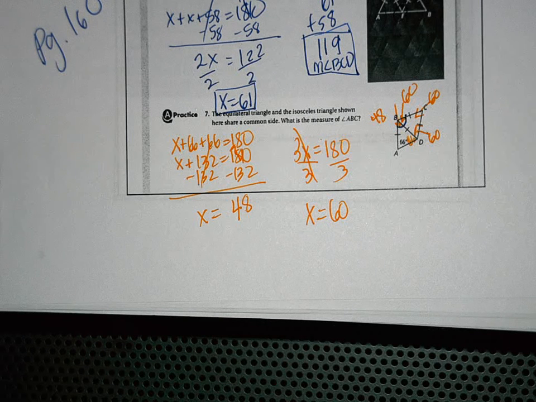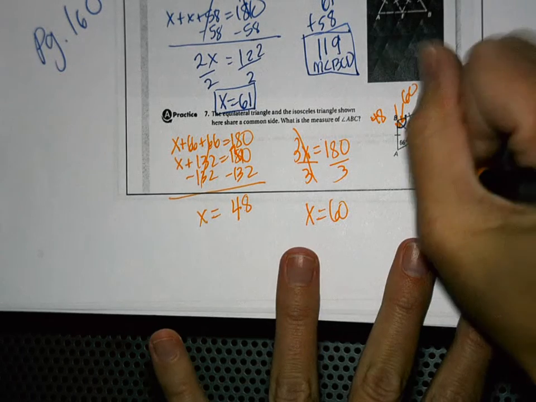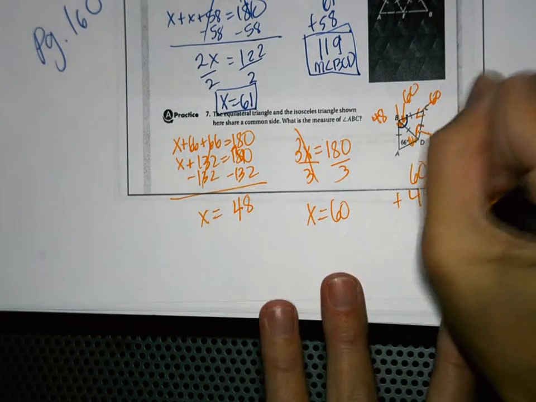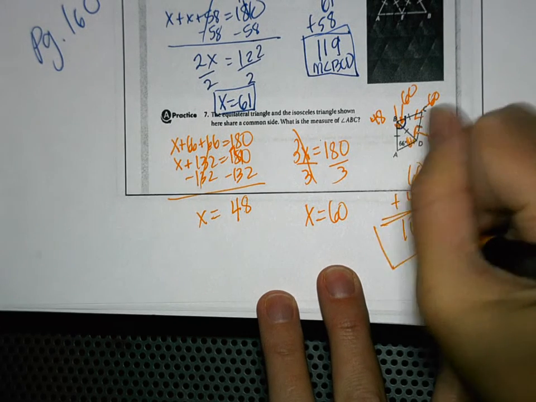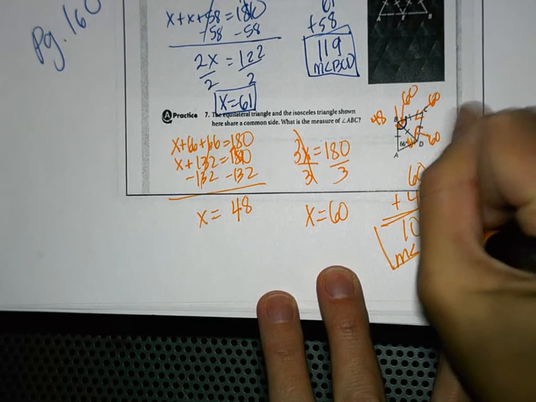Now what will I do? So in order to find that angle, what am I going to do, Robert? Very good. We're going to add 60 plus 48. And when we do that, we get 108. So that is my answer for measure angle ABC.